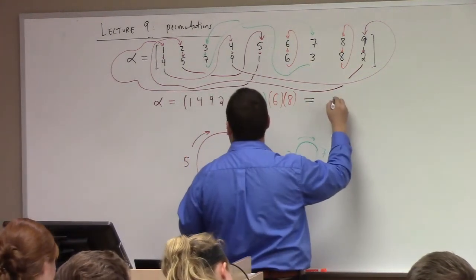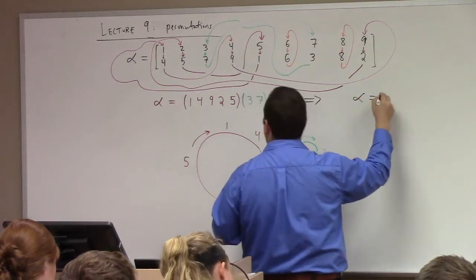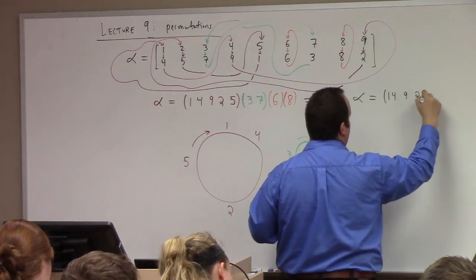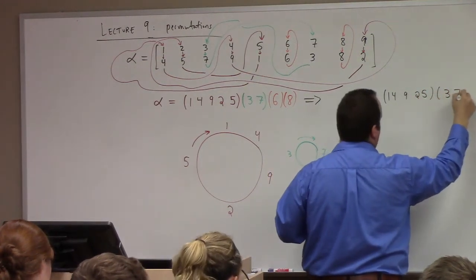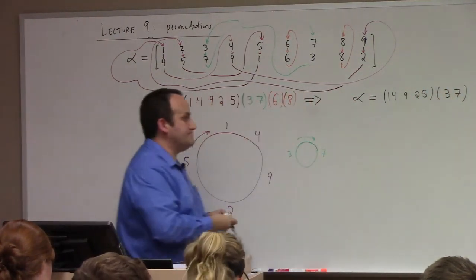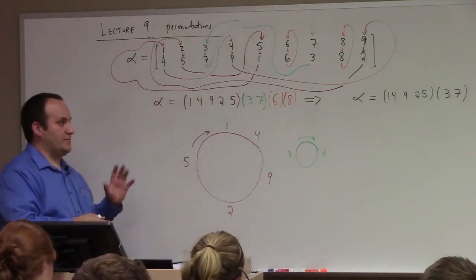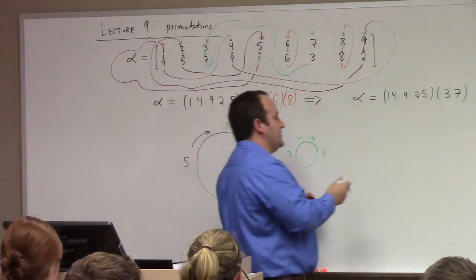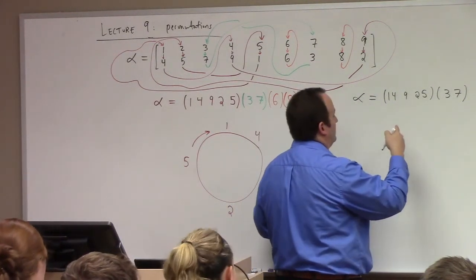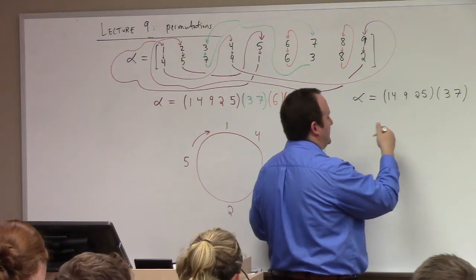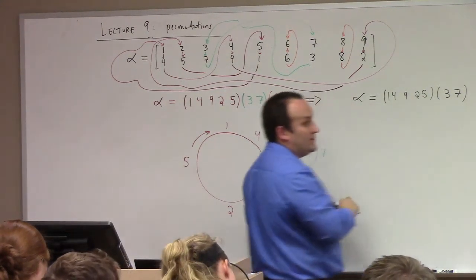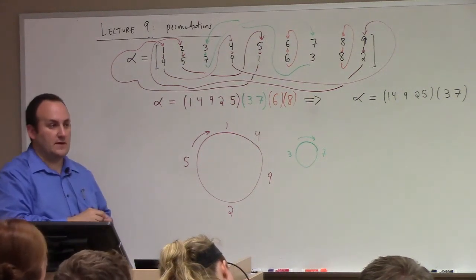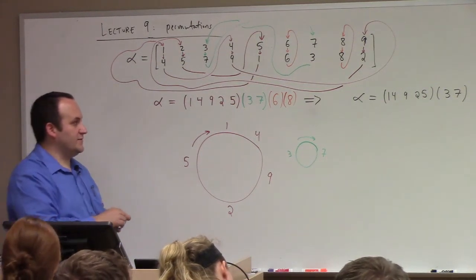Just to reiterate, this is alpha equals (1 4 9 2 5)(3 7). That's a so-called cycle decomposition. If we say find a cycle decomposition for a permutation, what I really mean, to be more precise, is find a disjoint cycle decomposition for the permutation. You can always do this. However, it's not always preferred.